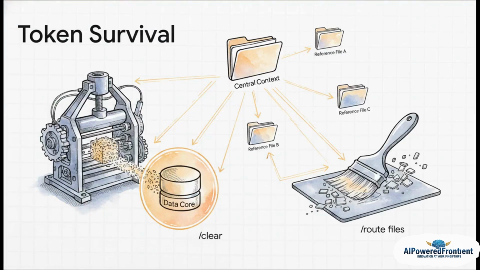So the crucial point here is how we actually survive this token drain. When your context hits roughly 60%, you'll want to run /compact. And the cool thing is, you can actually instruct it to preserve crucial elements, like your database schemas, while it shrinks everything else down. If you're switching tasks entirely, just use /clear to wipe the slate clean.